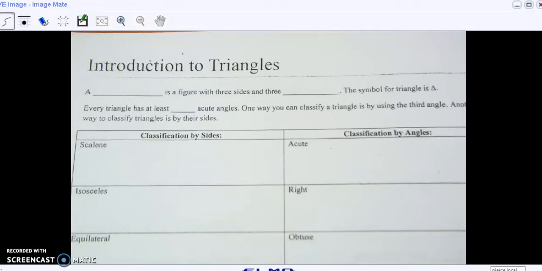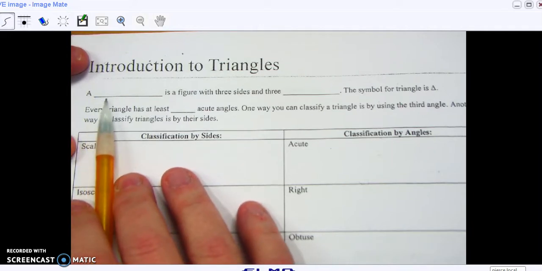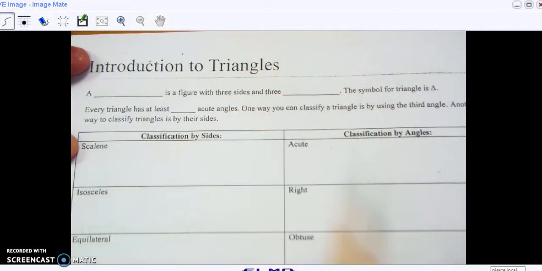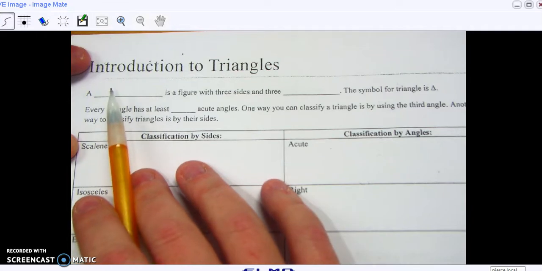Alright guys, we are beginning triangles today. You may want to pause these notes and do some drawing as you go because I'm going to be going relatively quickly through them. Pause and rewind as needed. But we're starting out with just some basic review. All this first part right here is review for you from elementary school.